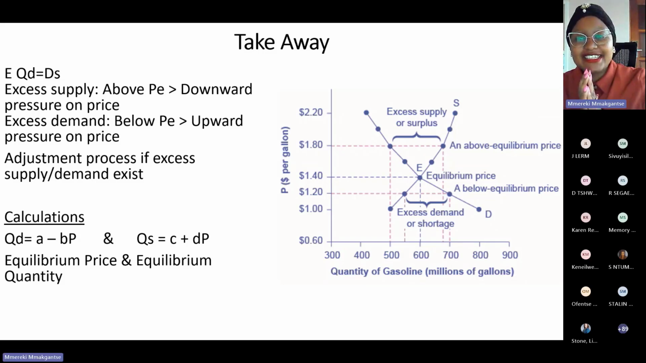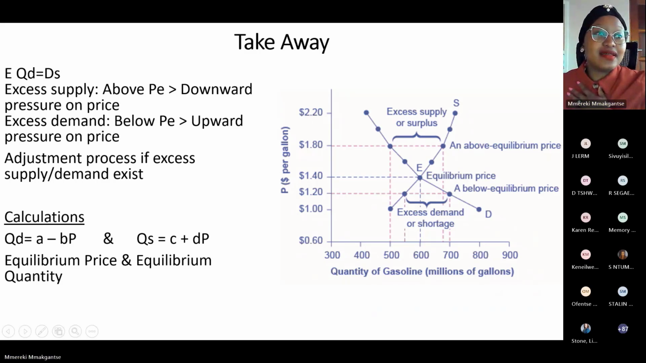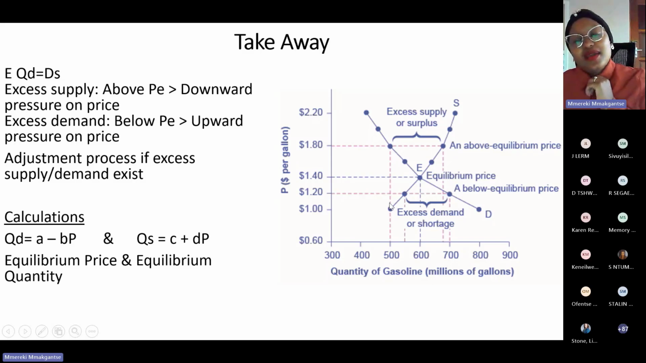What is quantity supplied at R1.80, my friends? Quantity supplied. Remember, we are looking at the supply curve, the producers. What is it? It is 700. Yes. And then at R1.20, what is quantity supplied?